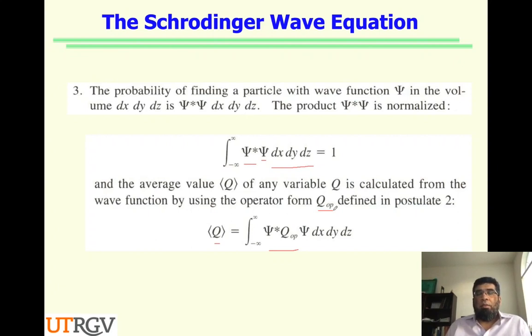And similar to before, this is the average value of any variable related to the wave function. This variable can again be the position, the momentum, or the location.